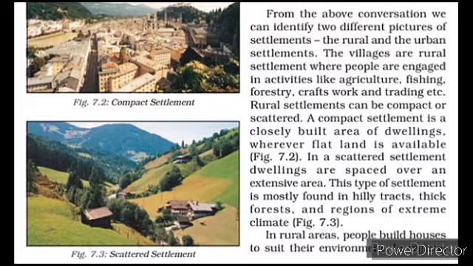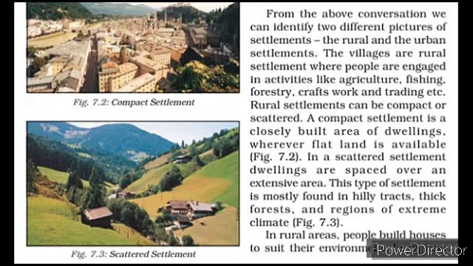Rural settlement can be compact or scattered. A compact settlement is a closely built area of dwellings wherever flat land is available. In a scattered settlement, dwellings are spaced over an extensive area. So, this type of settlement is mostly found in hilly tracts, thick forests, and regions of extreme climate.